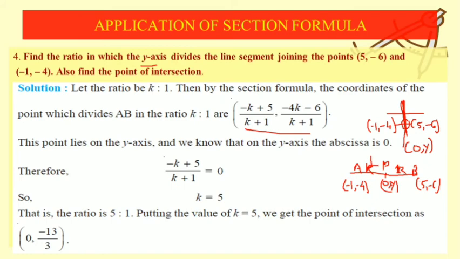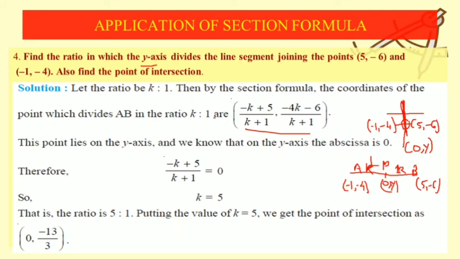So now k multiply minus 1, minus k, and 1 multiply 5, it will be plus 5, upon k plus 1. Similarly, we will multiply for the y coordinate: 1 into minus 6, minus 6 it will become, and k into minus 4 it will become minus 4k, upon the sum of the ratios, so that will become k plus 1.